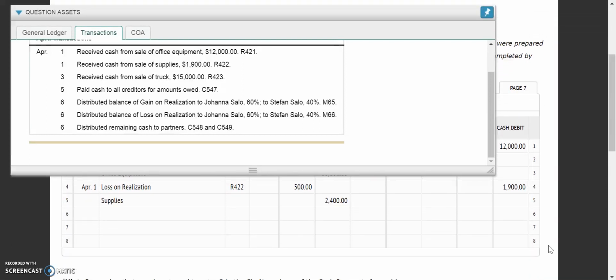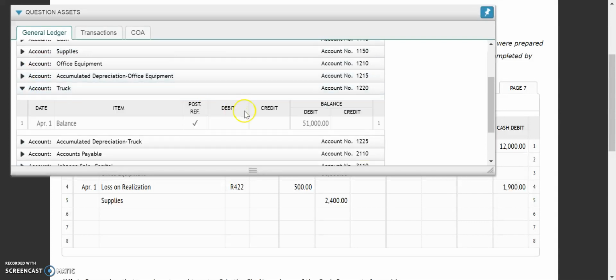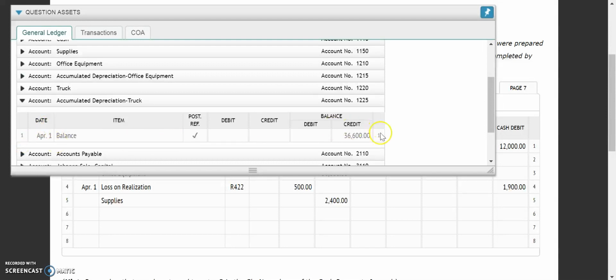Now our third asset says we received cash for the sale of our truck for $15,000. So we received 15. Let's go figure out what the book value of the truck is. If we look down here, we have our truck, which we bought for $51,000, and the accumulated depreciation on the truck was $36,600. So when we take $51,000 and subtract out the $36,600, we get a value of $14,400.